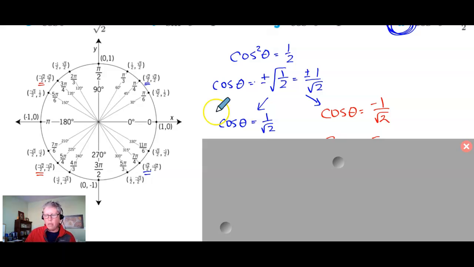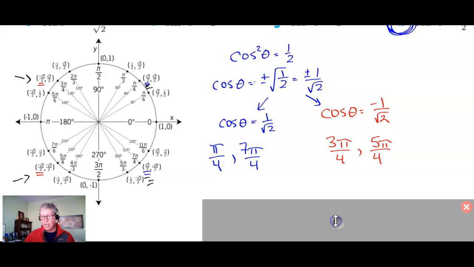So we have case one where the cosine of theta is equal to positive square root of 1 over the square root of 2, or as we now know, that is right here and here, or where the cosine of theta is equal to negative 1 over the square root of 2 or square root of 2 over 2, and that's written right here and right here. Well, we can list those angles now pretty easily, and life's pretty good.